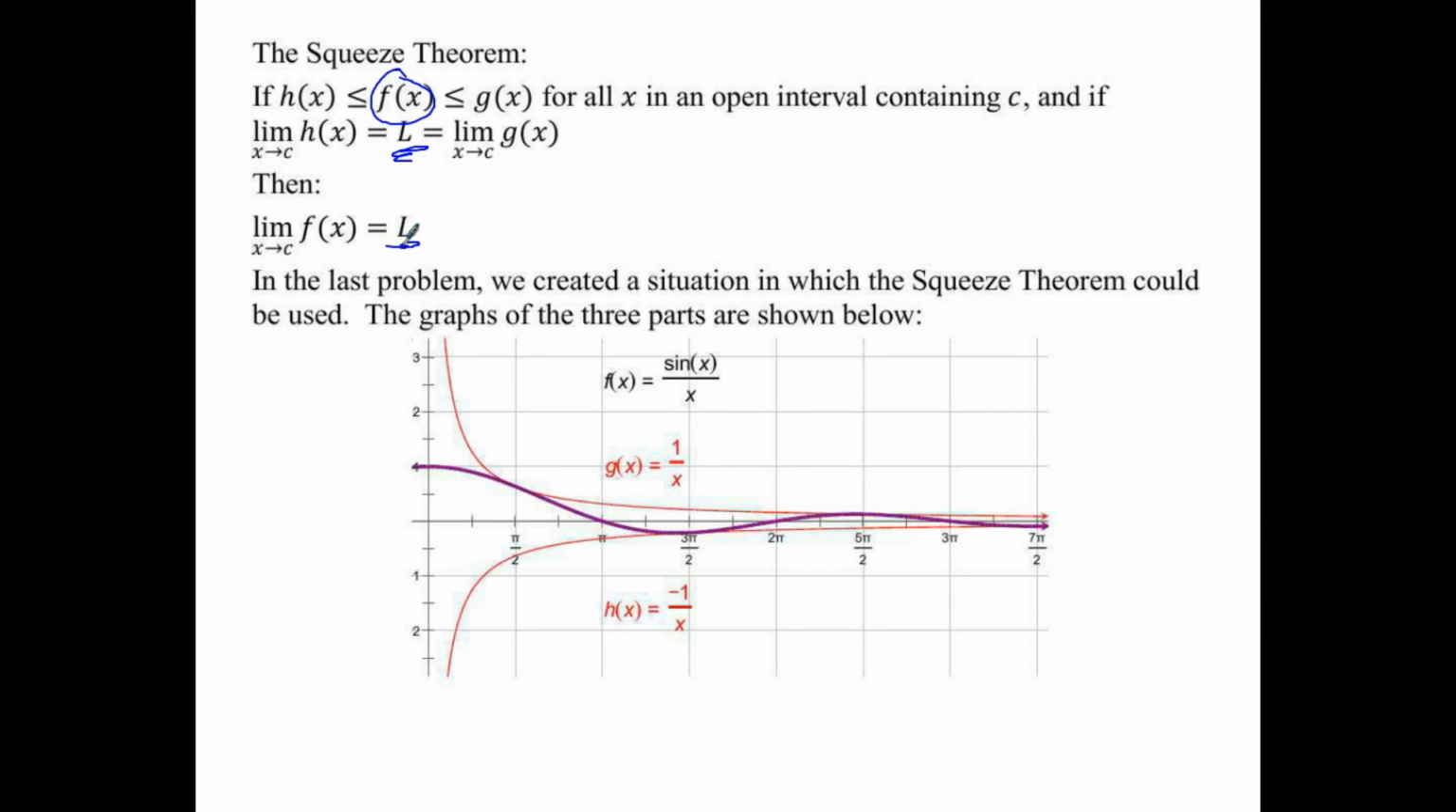Okay? So in that last problem that we were just looking at, here is the graph of 1 over x right here. Here's the graph of -1 over x. And then here is the graph of sine x over x right here. And you can see what happens. The graph of sine x over x is stuck between those other two graphs. And as x grows larger and larger, sine x over x continues to oscillate, but it is stuck between those other two functions.